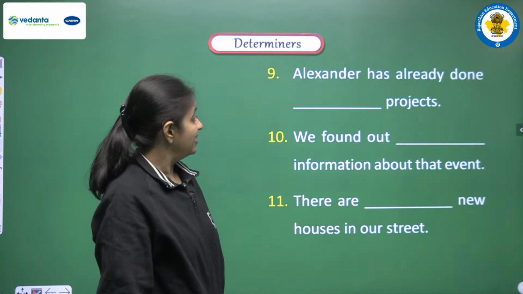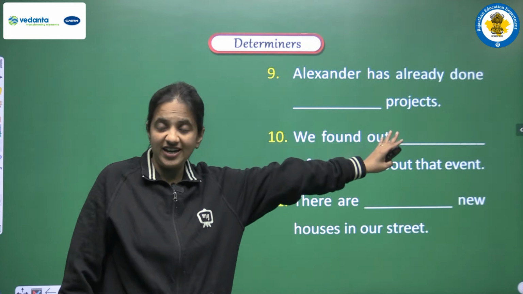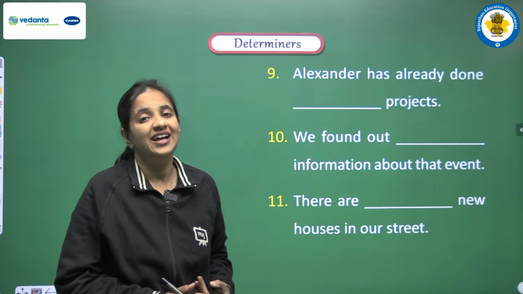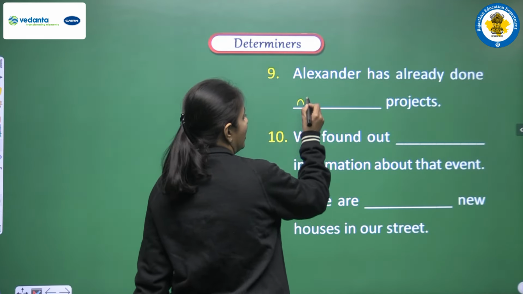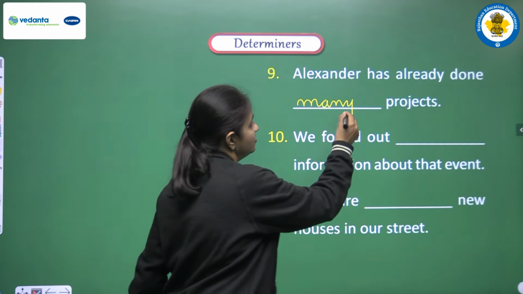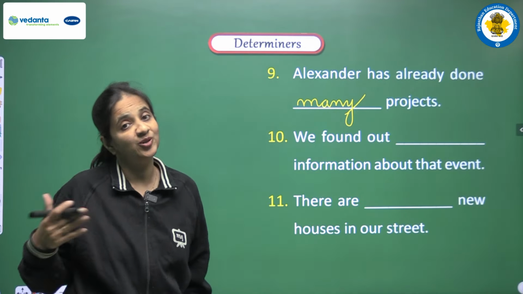Next sentence, Alexander has already done projects. So here we are having projects, and project is a countable noun. We can count the project, and this is the reason in this blank our answer will be many. And the sentence will be Alexander has already done many projects.